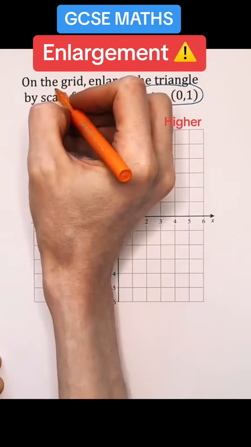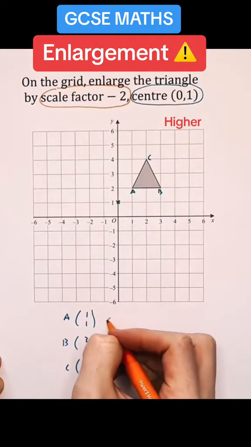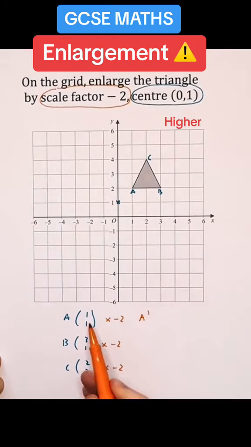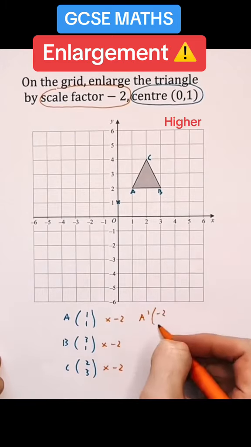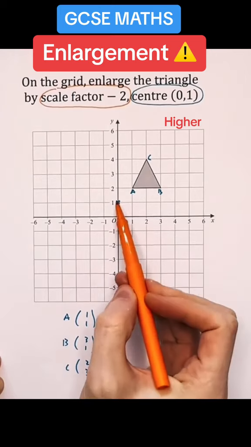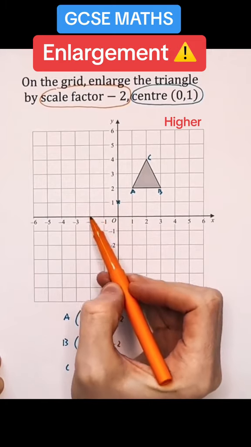I now multiply by the scale factor, which in this case is -2, to find the new location of each of my vertices. So my new A dash, 1 times -2 will be -2, and 1 times -2 will be -2. So my new A dash from my centre of enlargement will be (-2, -2). So -2 means 2 to the left and 2 down.